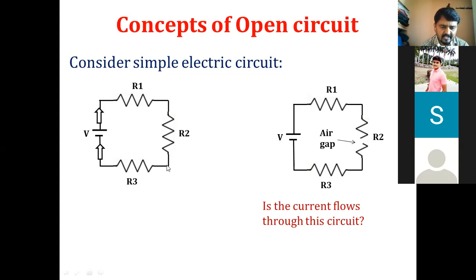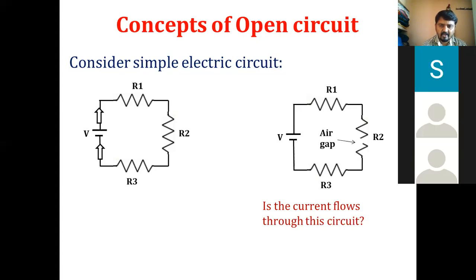In this first circuit, the current will flow, and in the second circuit, will it also flow? Or will this current flow or not in this circuit? You have to tell that. No, sir. Why? Because there is an air gap, sir. So there is an air gap, therefore the current will not flow.